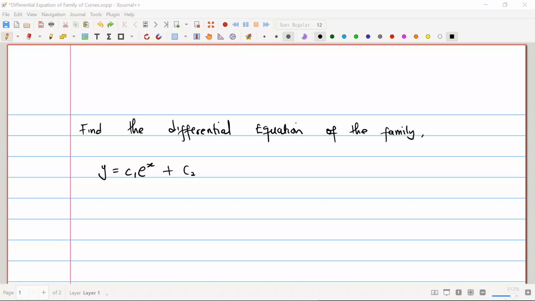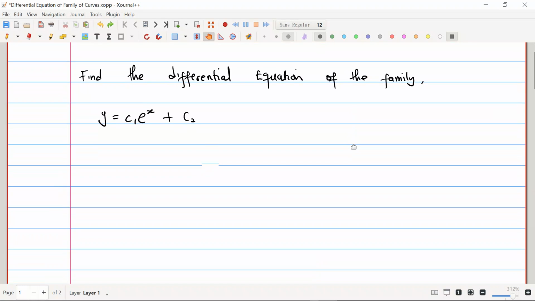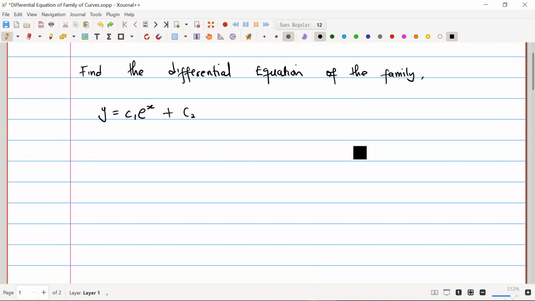So in this lesson, what we're going to do is we'll have a general solution and we will be asked to find a differential equation that gives this kind of general solution. Okay, so in differential equations, general solutions are solutions that have unknown constants. In this particular example, you realize that there are C1 and C2 in there that we don't know. So this gives us a general solution.